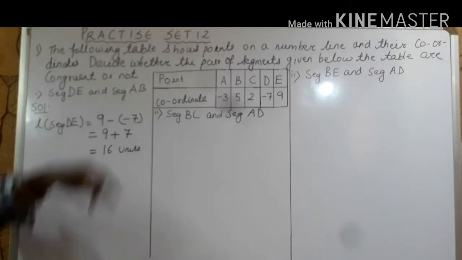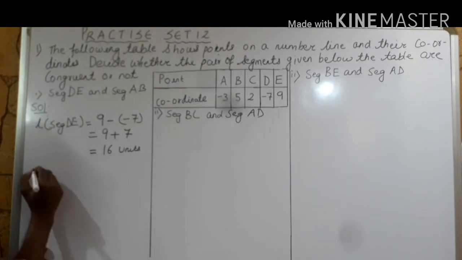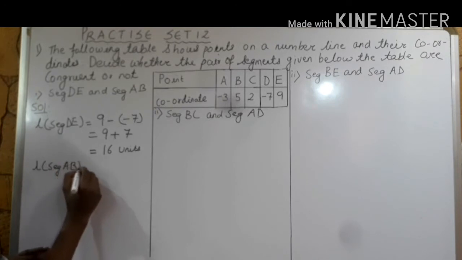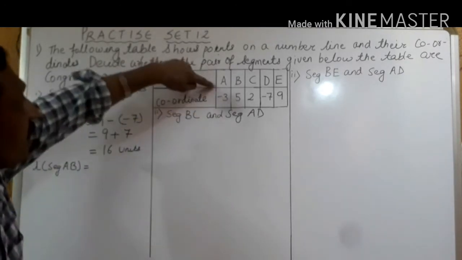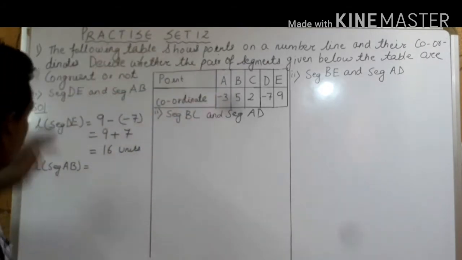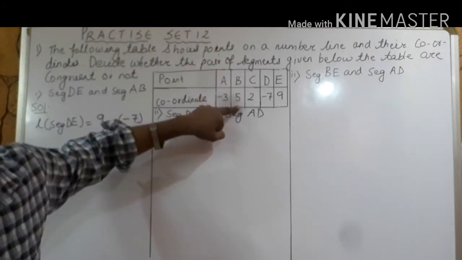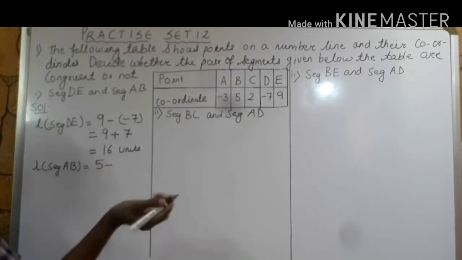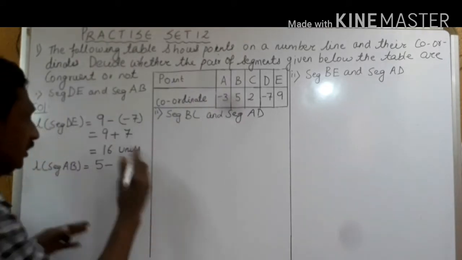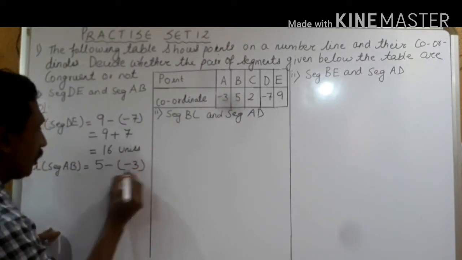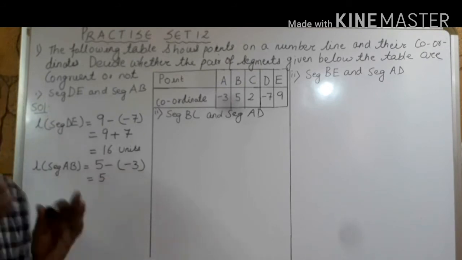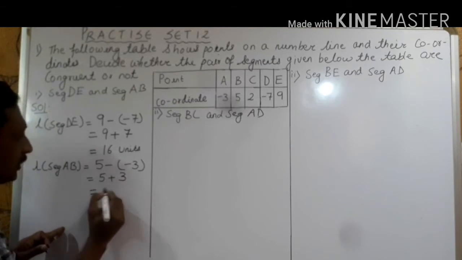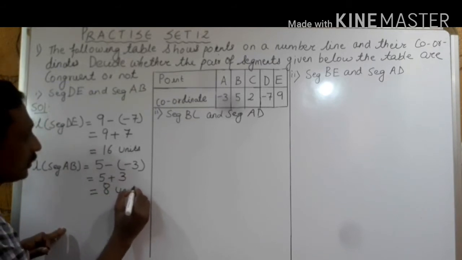Next, which pair is given to us? Segment AB. So let's find the length of segment AB. Where is A? Here. What is the coordinate of A? Minus 3. What is the coordinate of B? 5. Which is bigger? 5. So we'll write 5 minus of minus 3, which is equal to 5. Now minus into minus gives me plus 3. 5 plus 3 is equal to 8 units.